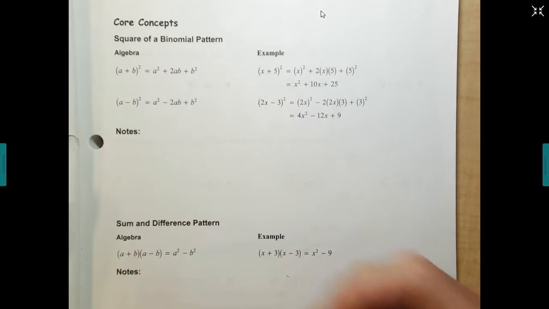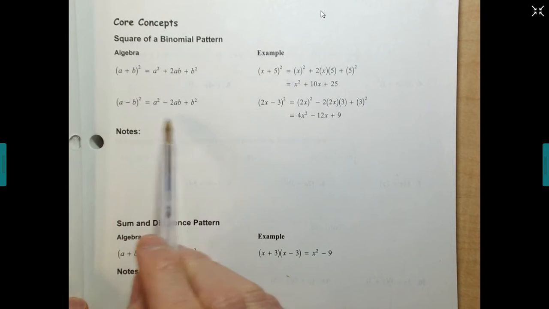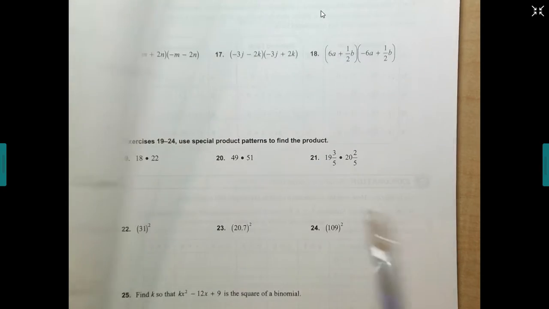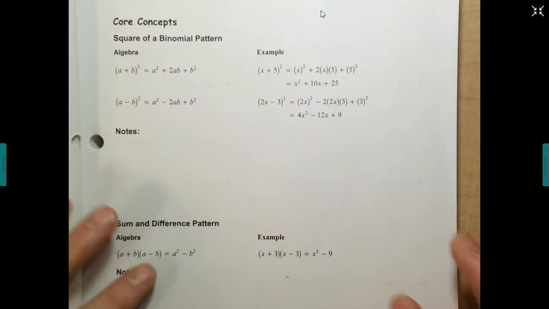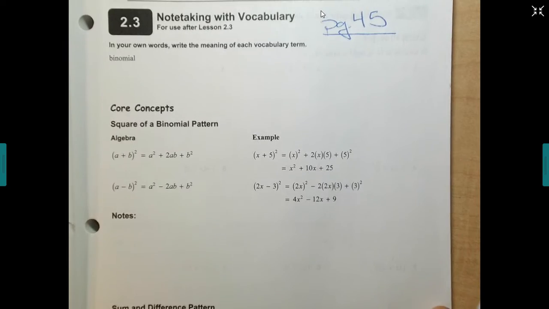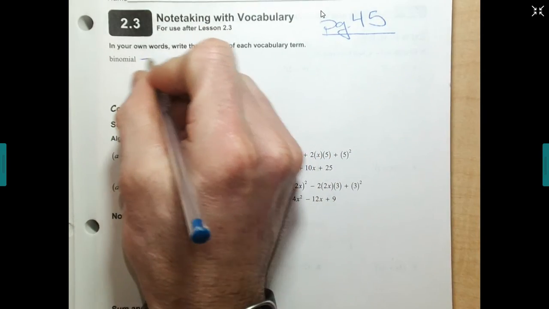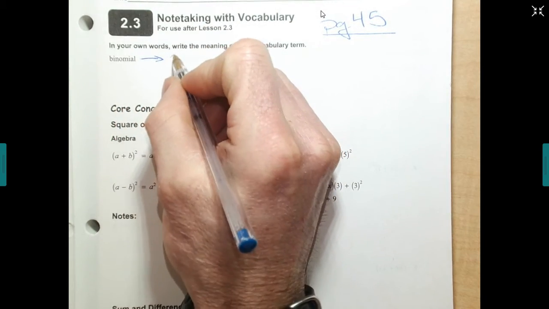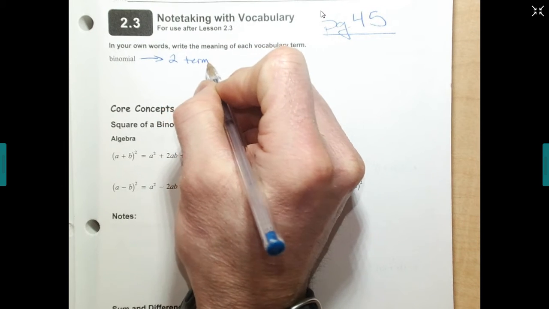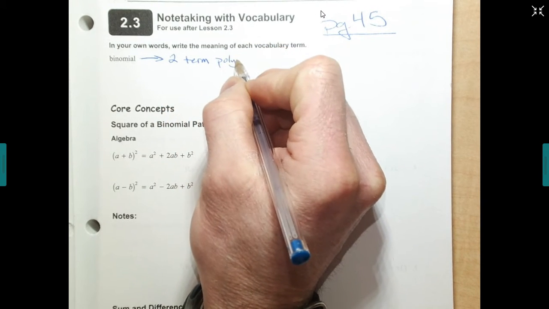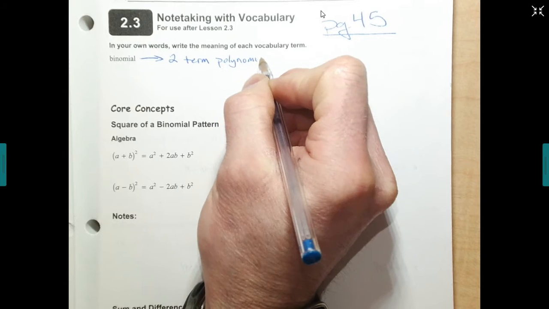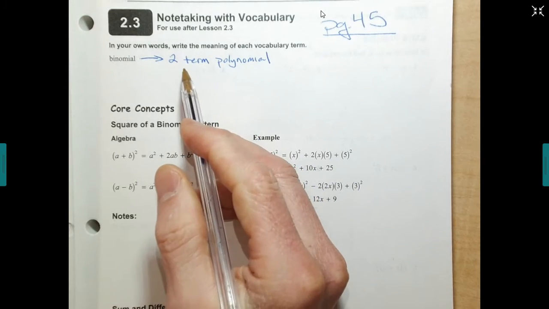There's three different patterns to look out for. And what we're going to do today is a series of examples, and I want you to try and understand this pattern as it comes from the examples that we do today. Okay. So what's a binomial? A binomial is a two-term polynomial. So it's just a polynomial with two terms in it.